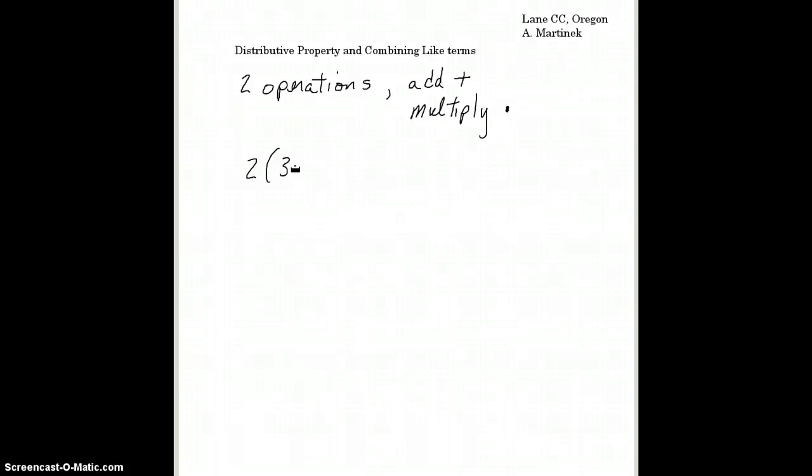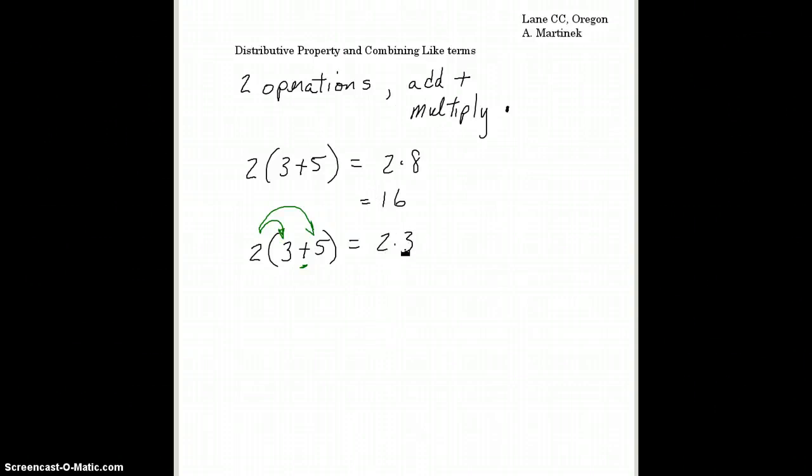2 times (3 plus 5). Now normally we would just say, oh, this is 2 times 8, or 16. If we distribute the 2, we distribute it to each term in the parentheses. So it would be 2 times 3 plus 2 times 5. So it would look like this: 2 times 3 plus 2 times 5. Or in this case 6 plus 10, or 16. Thank goodness we get the same answer, otherwise there would be something very, very wrong.